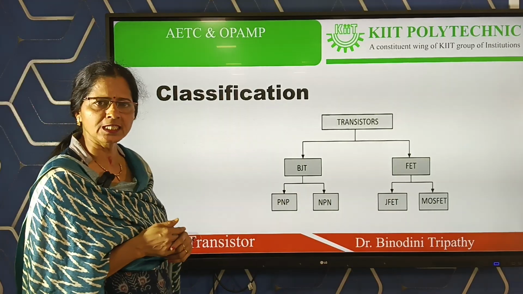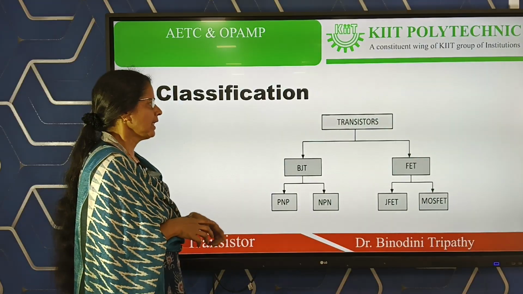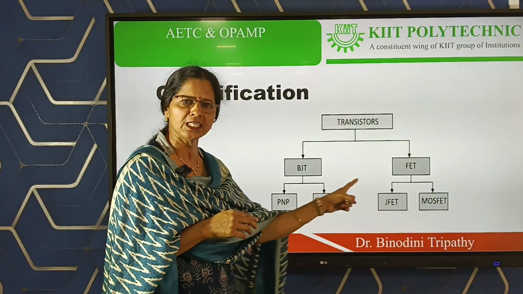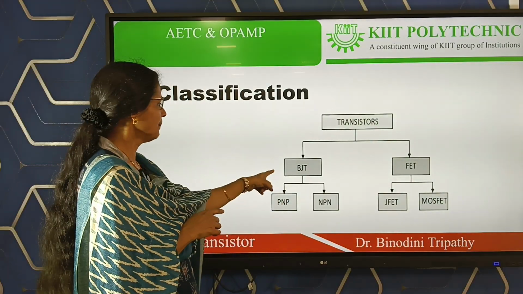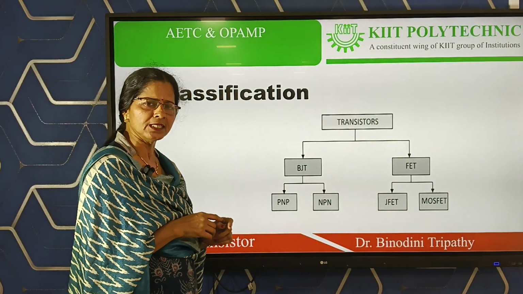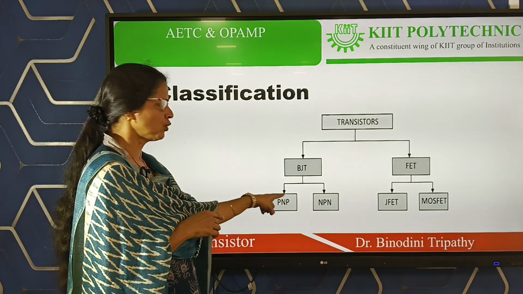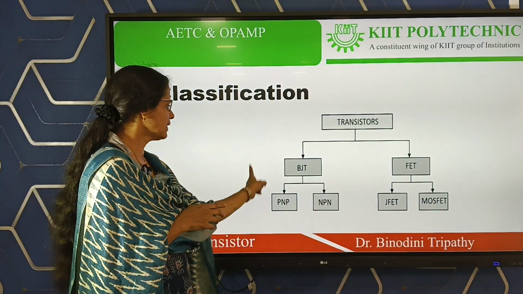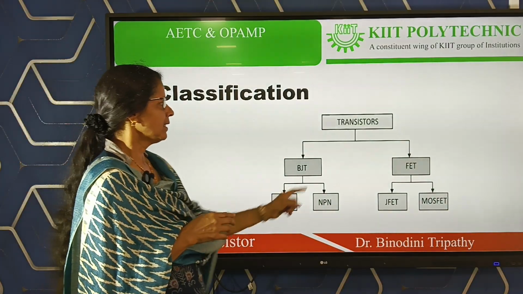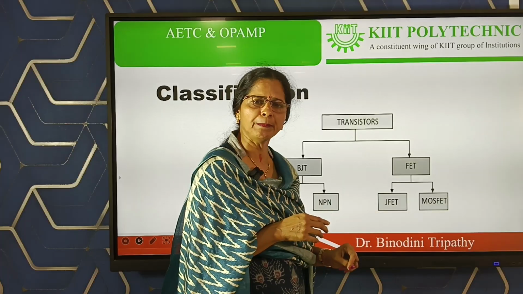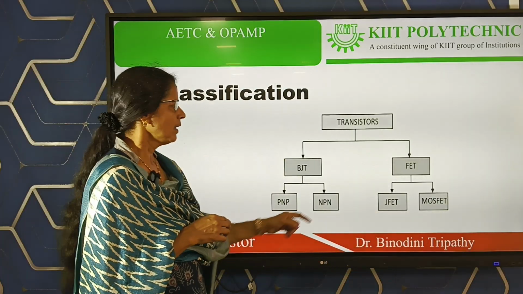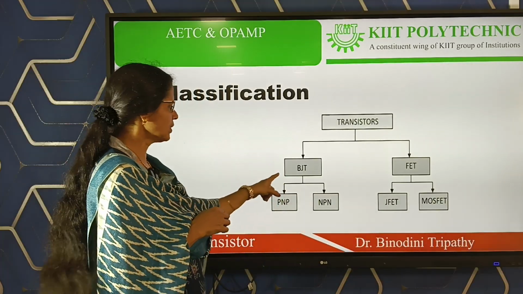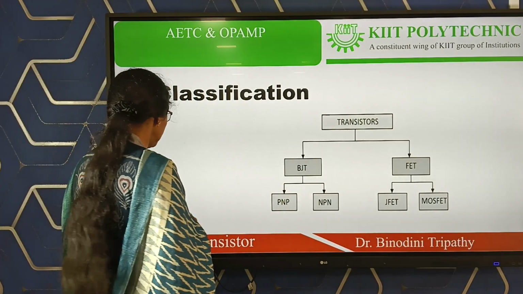Then the exact classification of a transistor. The transistor is divided into two categories: one is BJT, another is FET. BJT is the bipolar junction transistor. Again, BJT is divided into two categories: NPN and PNP. Our chapter is mainly based on the BJT. Another chapter is based on the FET, the field effect transistor. So let us ignore the field effect transistor in this portion. We focus on the BJT fundamentals.